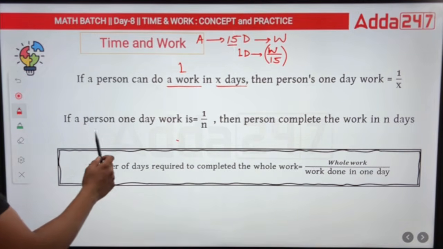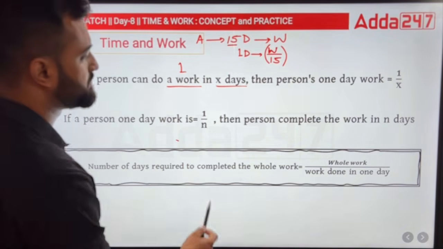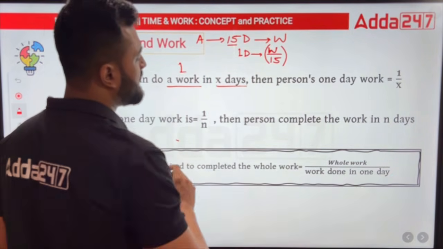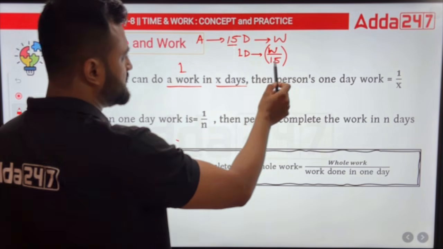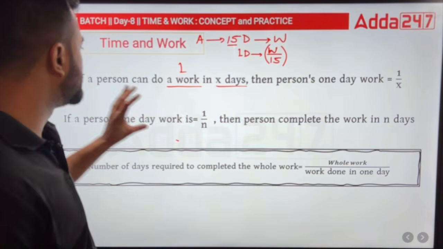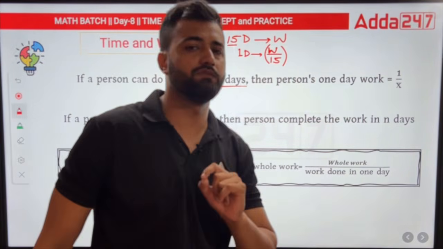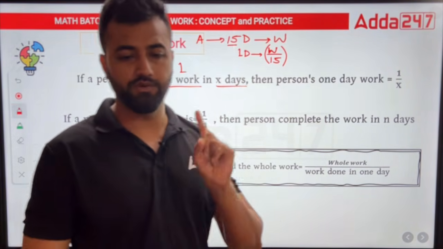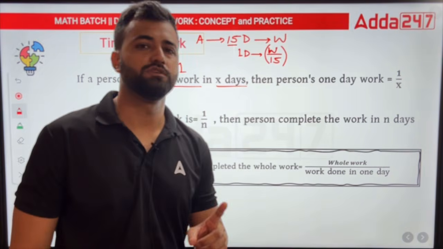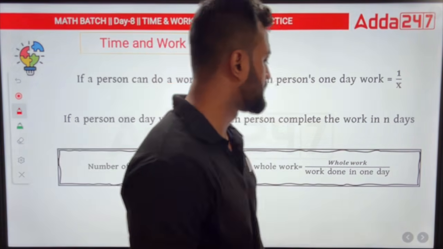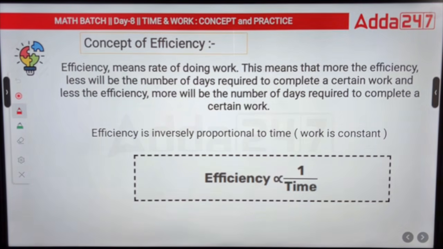And if a person's 1 day work is 1 by N, then the person's complete work would be N days. Simple, vice versa. You take 15 there, so this W work will be completed in 15 days. This is what is given, so this is not that important. Mainly we utilize this concept if we want to solve the question with basics. But we are not going to use basics to solve the question. We are going to use a very good approach which will solve this type of questions very quickly. Okay, fine. Let's move ahead.